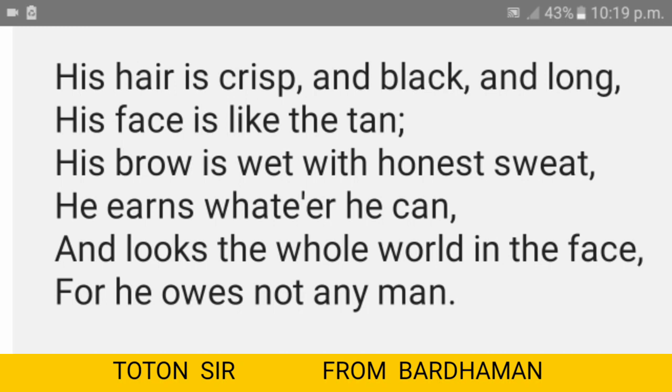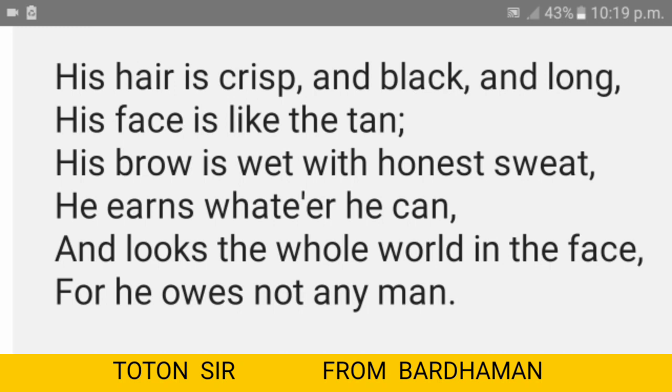The poet is hinting at the honesty and satisfaction of the blacksmith. He does not borrow from anyone because he earns as per his capacity and does not demand more. He is not greedy, and a person who does not owe anyone can live a happy and gleeful life. The expression looks the whole world in the face tells the readers that a person who is honest, not greedy, and does not borrow unnecessarily can be equal with everyone in terms of treatment. He won't need to flatter someone.